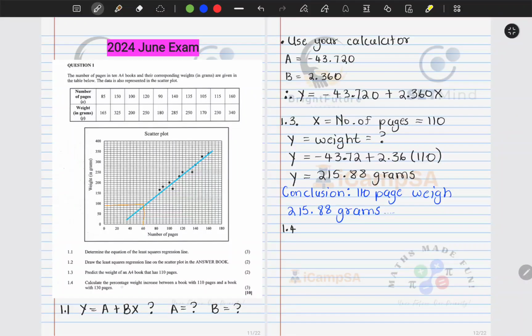1.4, where we are required to calculate the percentage increase between a book that has 110 pages and a book that has 130 pages. So the weight increase, that is what we are trying to figure out. We are trying to find the weight increase, but we are looking at the percentage. Okay, so what I need to figure out first is, for a book that has 130 pages, what is the weight? Okay, so we have x, which is 130 pages, but I don't know what is the corresponding weight.